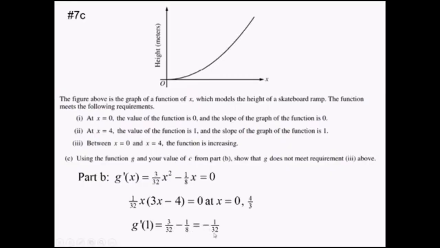Now, the important piece of this is that this is a negative number, which shows that g is actually decreasing at x equals 1, which means that it is not increasing for the whole time between x equals 0 and 4. So we've shown what they asked us to, and we're done with this part of the problem.